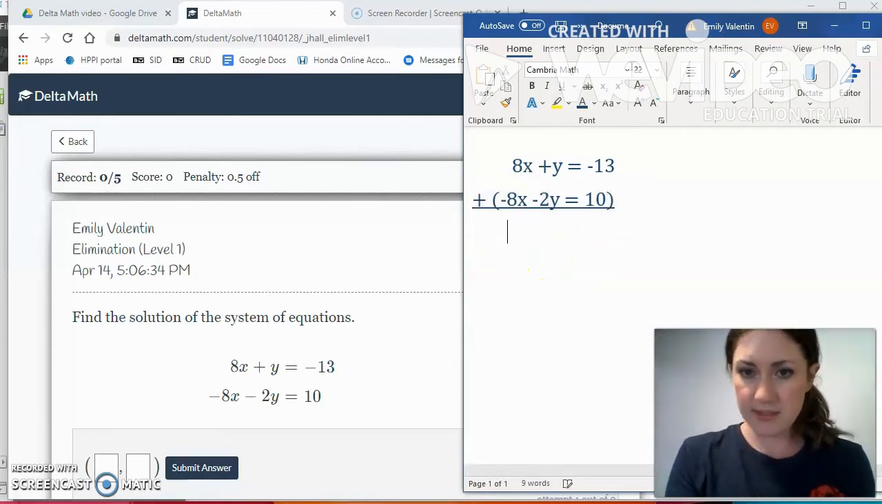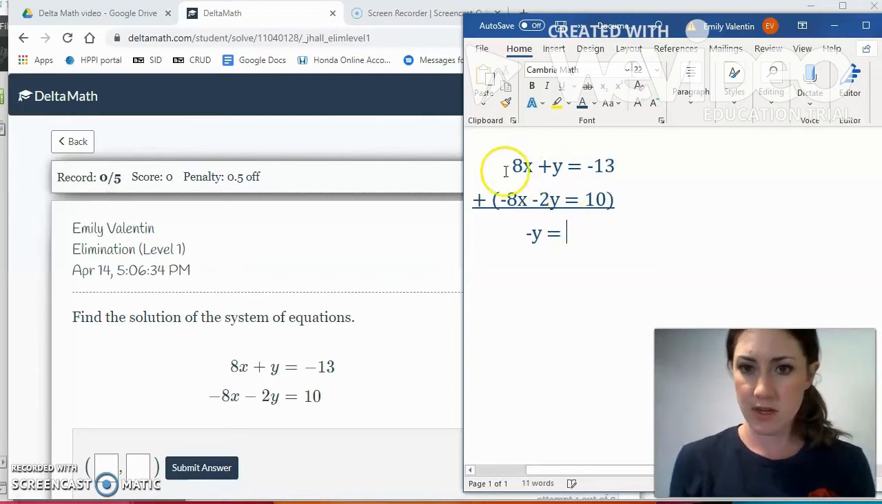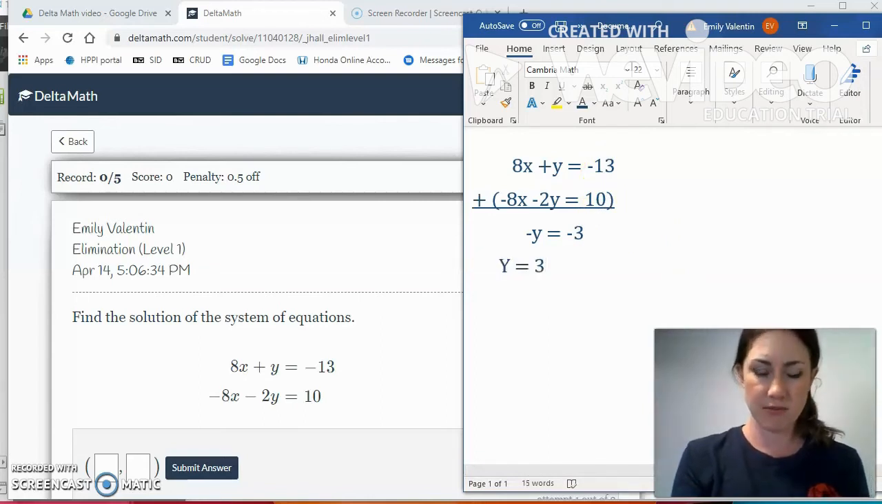So the x's cancel each other out. The y's, I have 1 positive, 2 negatives. That's going to leave me with negative y equals negative 13 and positive 10 leaves me with negative 3. And if negative y is negative 3, that means positive y is positive 3. All right, so we have one of the variables. Now we go back and find the other.